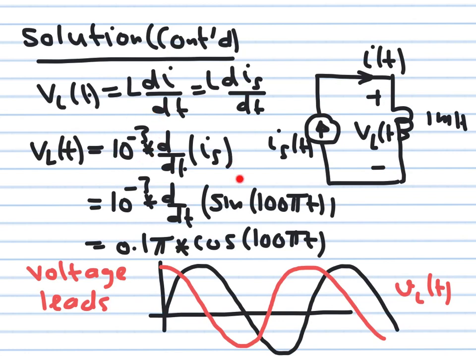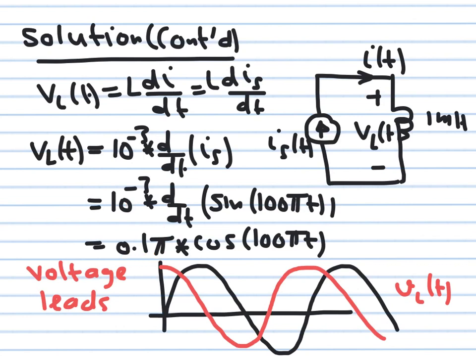Then we have to differentiate sin(100πt). The derivative of the sine gives you a cosine, and you multiply by the derivative of the angle, so you multiply by 100π. So 100π multiplied by 10 to the minus 3 gives 0.1π.